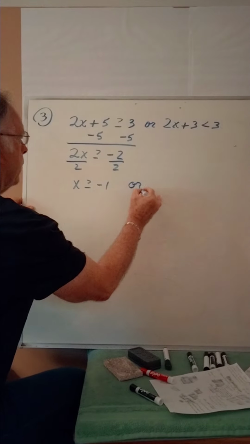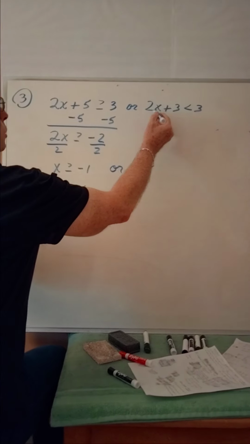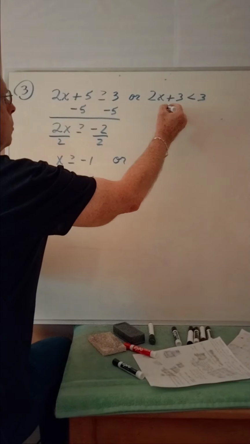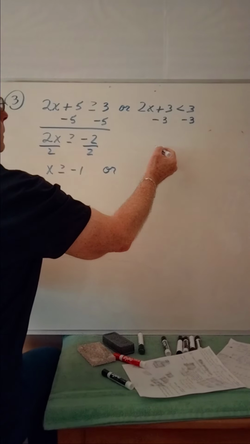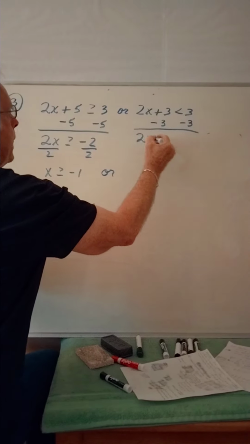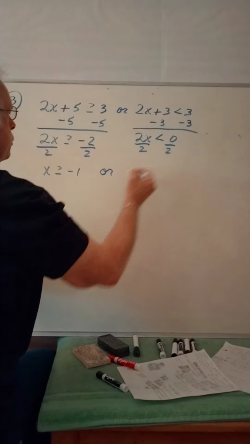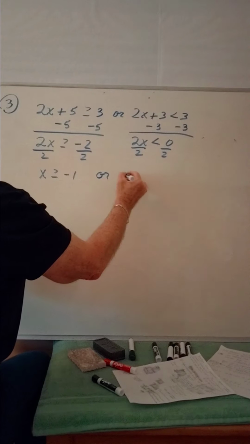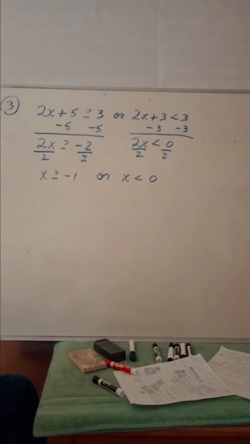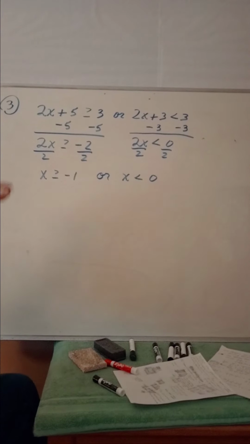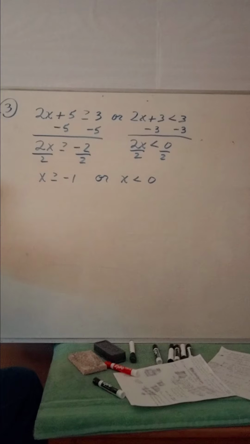Let me bring down that or. Let's go over here. 2x plus 3 is less than 0. Negative 3. Negative 3. 2x is less than 0. Over 2. Over 2. Or x is less than 0. Interesting situation right here as we do it.